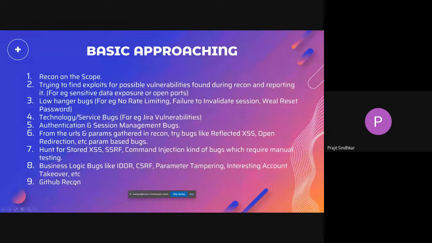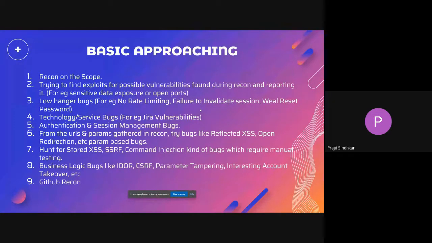Okay, and the 9th one is GitHub Recon. Personally, I keep GitHub Recon as my 9th part, because this generally doesn't fit anywhere in my methodology apart from the recon. Obviously, I use GitDorker, but even after GitDorker, you have to analyze all the code manually and all that. So I find that tedious, so I keep that at last. Okay, so this is my basic approach on how I will approach any target if you give me.